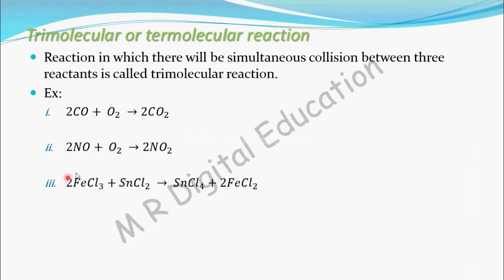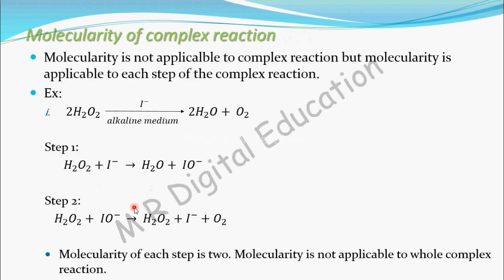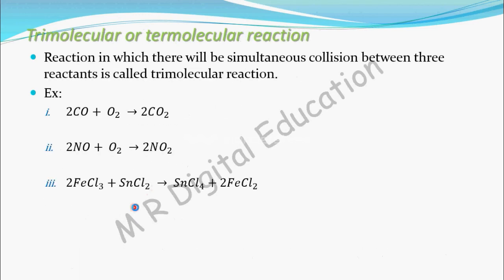See one more: 2NO plus O2 gives 2NO2. Here also three molecules of reactants are involved and give the product, and they collide simultaneously, which means they occur in a single step. See this example also: 2FeCl3 plus SnCl2 gives SnCl4 plus 2FeCl2. Here also three molecules of reactants are involved. Okay, thank you.